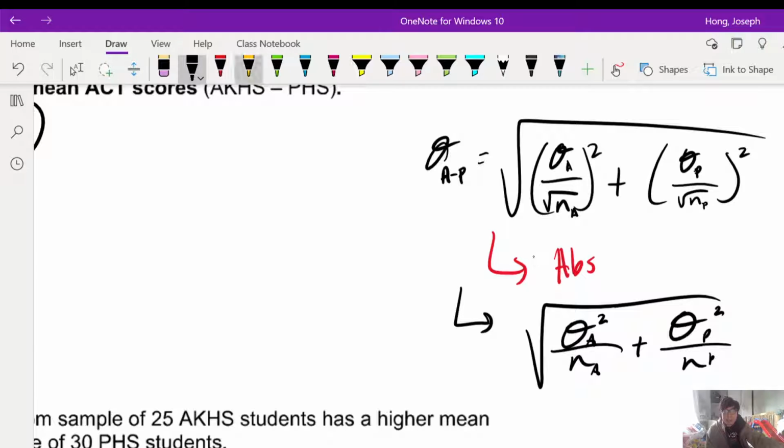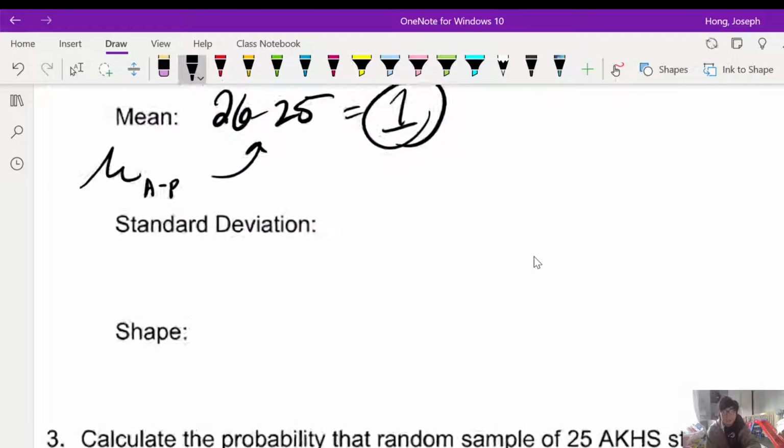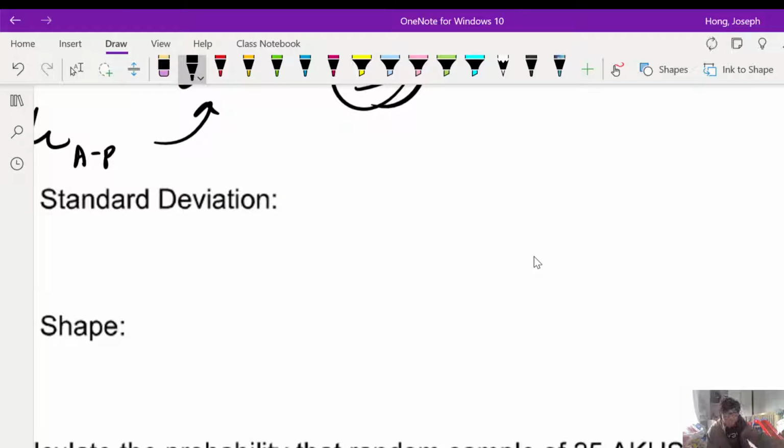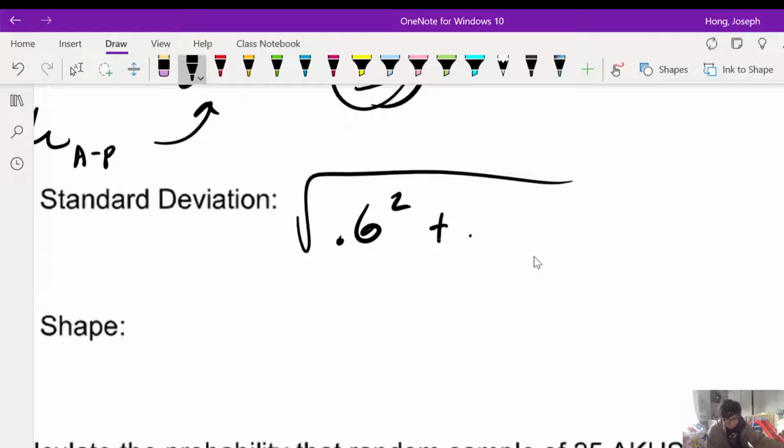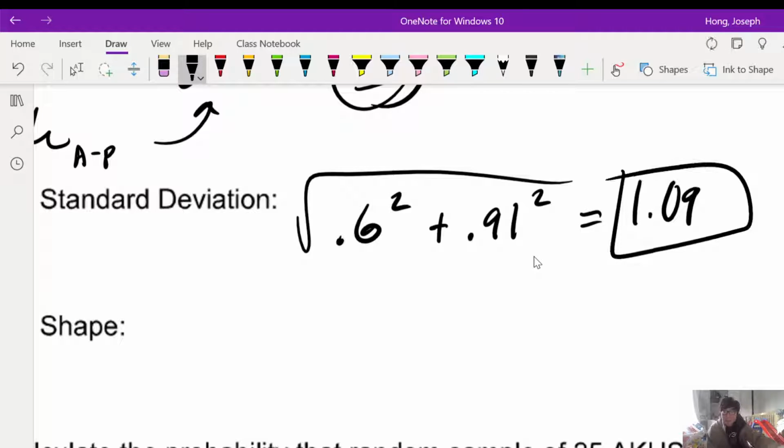The reason why I can do that is because if I distribute these squares into the following, the square root just disappears in the denominator. So it just looks a little aesthetically nicer. I'm going to do this for us right here. It's going to be the square root of 0.6 squared plus 0.91 squared. And of course, I'm adding them first, and then I'm going to take the square root of them. The standard deviation of this is going to be 1.09.